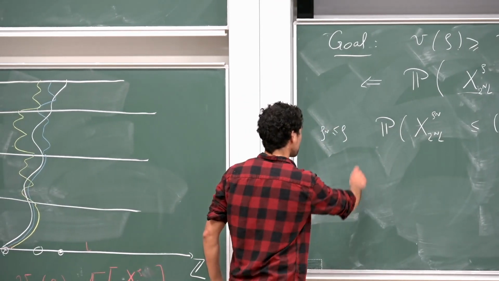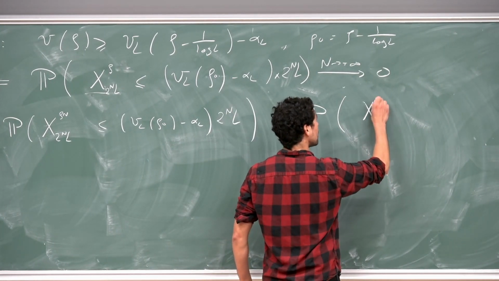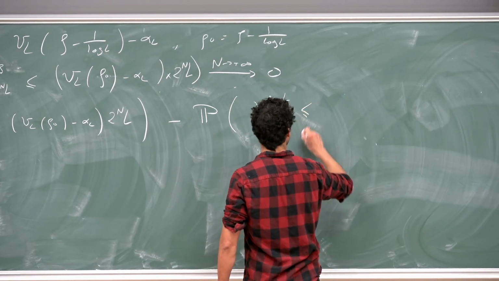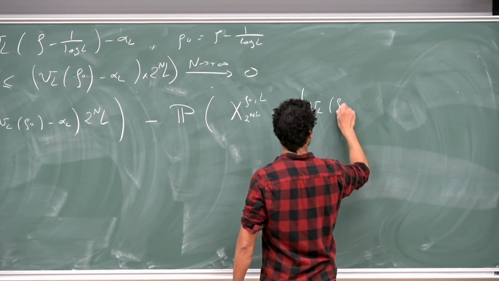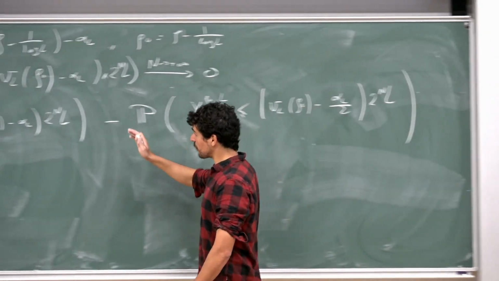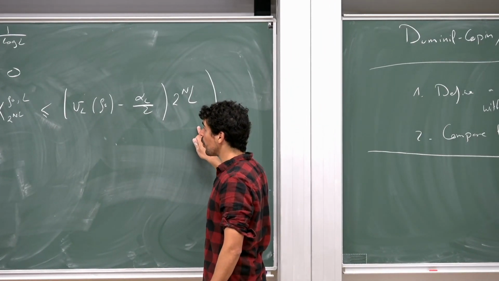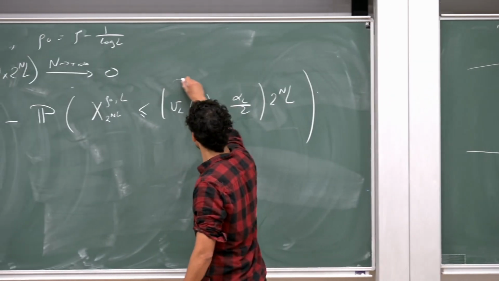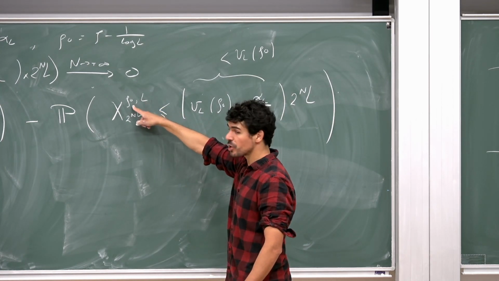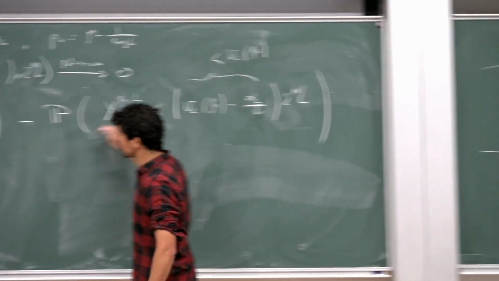Now I'm going to add another term also, which is the probability that X rho 0, so this rho 0 here, at L and L, is smaller than the V L of rho 0 minus alpha L over 2, say, 2 to the n L. So instead of looking at the limit of just that term, I'm going to look at the limit of this difference. Why can I do that? Because I know that this term is going to 0 with n. Why? Because this speed here is strictly smaller than V L of rho 0, and I'm looking at the deviation event for the L range model at density rho 0. So this probability goes to 0 for free, by definition of V L of rho 0. So if this difference goes to 0, this term goes to 0.